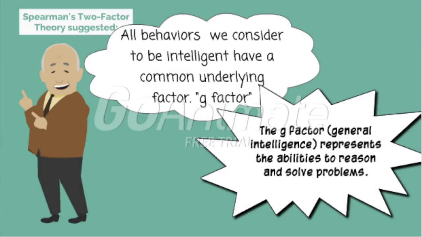Spearman's two-factor theory suggests all behaviors we consider to be intelligent have a common underlying factor called the G factor. The G factor represents the abilities to reason and solve problems.